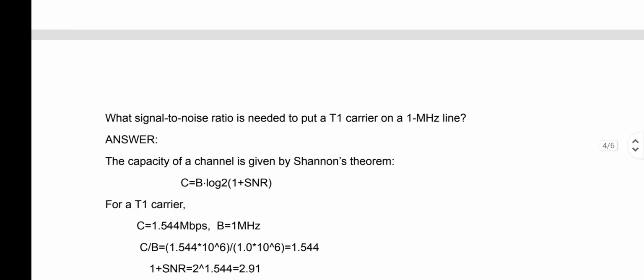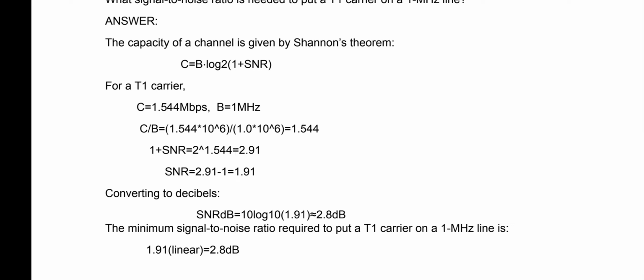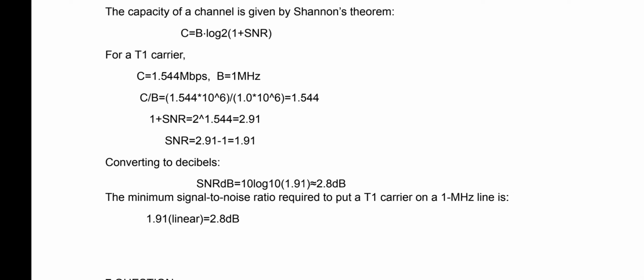Sixth question. What signal to noise ratio is needed to put a T1 carrier on a 1 MHz line? The capacity of a channel is given by Shannon's theorem C equals B log2(1 + SNR). For T1 carriers, C equals 1.544 Mbps, B equals 1 MHz, and SNR equals 1.91. Converting into decibels, SNR equals 2.8 decibels. The minimum signal to noise ratio required to put a T1 carrier on a 1 MHz line is 2.8 decibels.